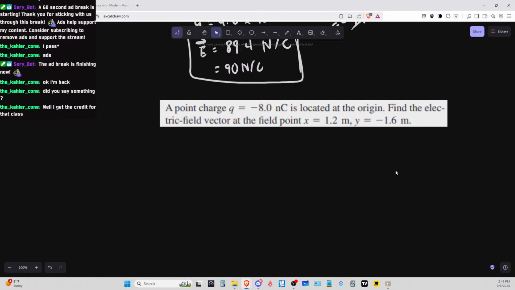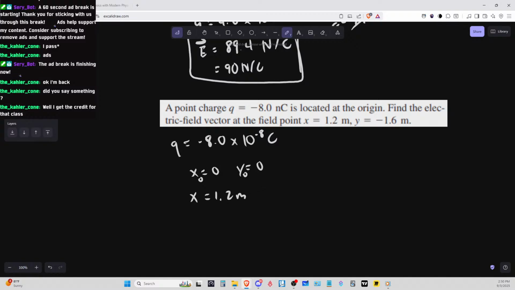All right, so we got a point charge. Q is equal to negative 8 nanocoulombs, so negative 8 times 10 to the negative 8 coulombs, located at the origin, so x and y are 0. Find the electric field vector at the field point. Okay, so we'll just put naughts here. Meters y.